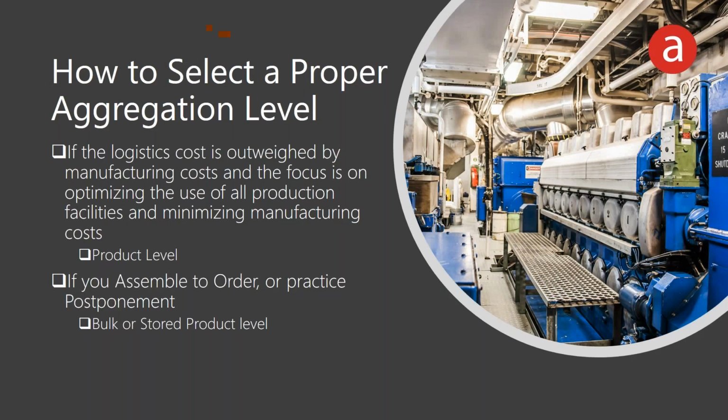Other examples: if the logistics cost is outweighed by the manufacturing cost, then you want to focus on a product level. In this case, you don't care so much about the detail on the customers, but you're looking at your numbers mainly by product, again on an aggregated level of calculation. Then, if you're assembled to order or practice postponement, you also do it, but in this case by bulk or stored product level.